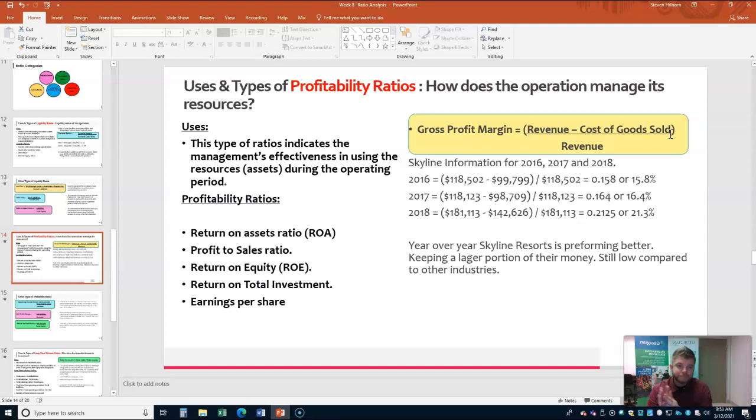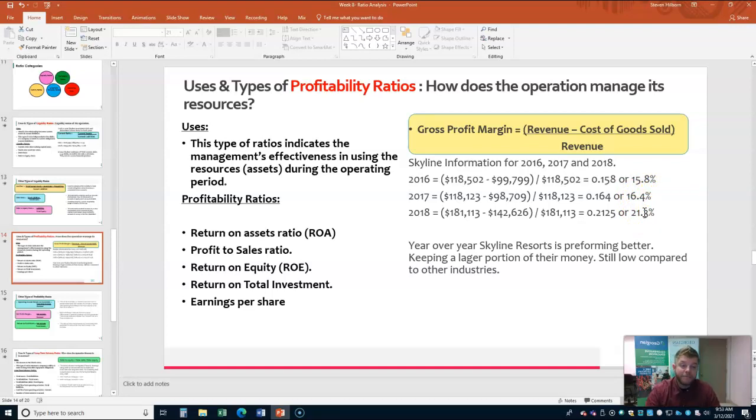Divided by revenue. So you'll see there's Skyline information here for 2016, 17, and 18. It basically just says this is the amount of revenues that they made. This number here is the cost of goods sold for each of those years. And then we divided it by their revenues. And they kept 15.8%, 16.4%, and then in 2018 they kept 21.3% of their profit.